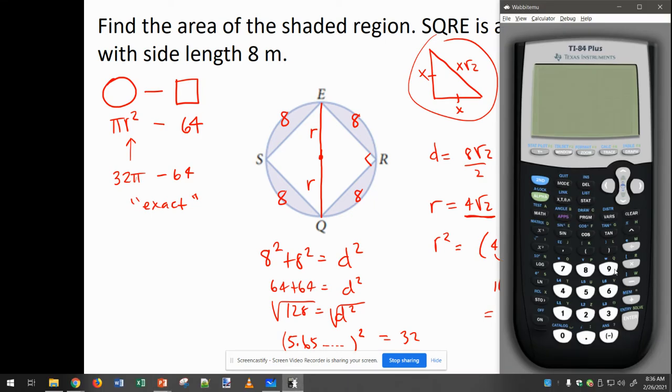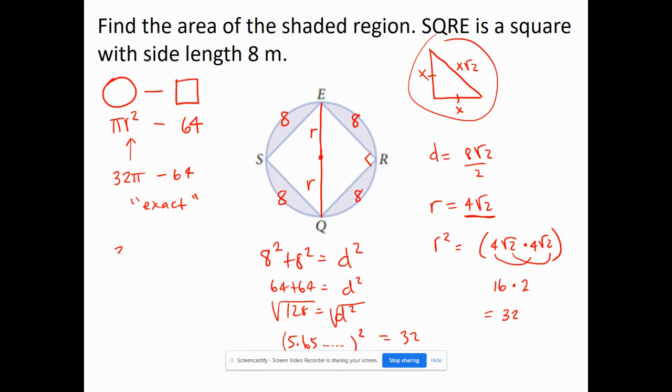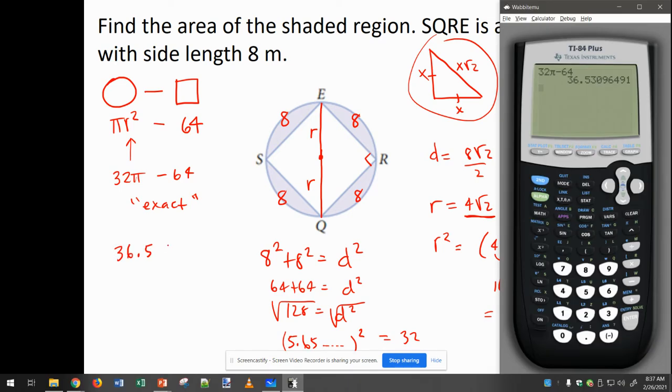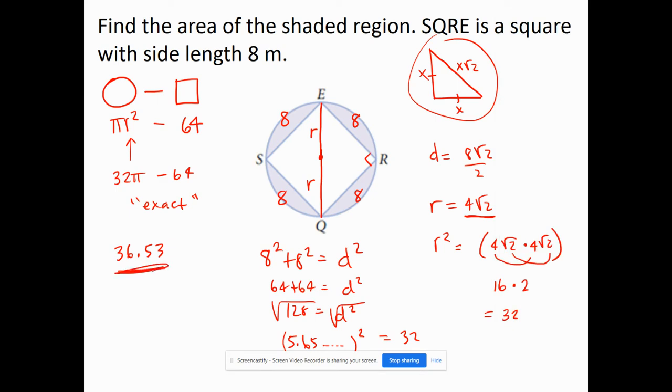Now we go to the calculator and calculate our final answer, 32 pi minus 64, and round to 36.5. To make it even more challenging, I could ask you to round to 2 decimal places to make sure that you're not rounding too soon. And we should say meters squared because it's area.